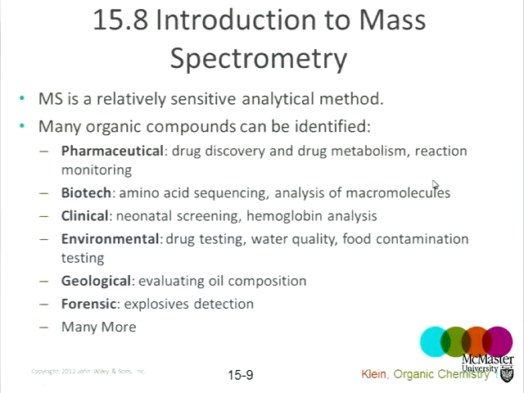Amino acid sequencing in biotechnology, analysis of macromolecules, this can be done by mass spec. Clinical analysis, many clinical analyses use techniques in combination with mass spectrometry, neonatal screening for inherited genetic diseases, many of those screens, hemoglobin analysis, looking for defective hemoglobin, all those sort of clinical processes involve mass spectrometry to analyze the molecules. Environmental forensic explosives detection, rather apropos these days.